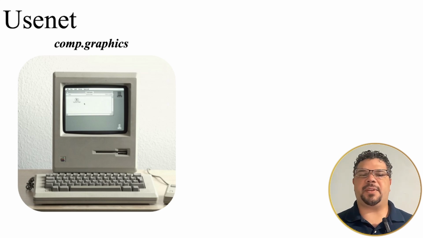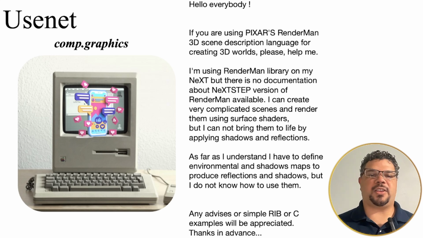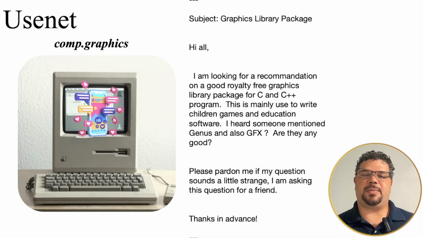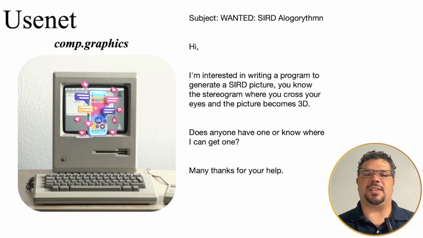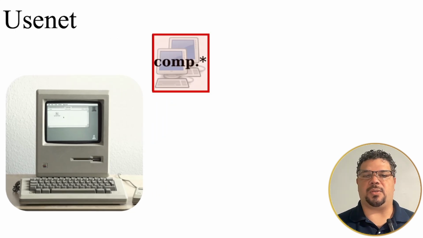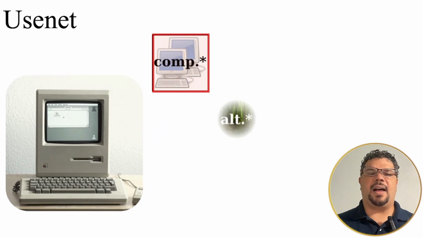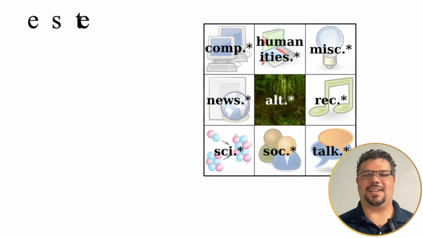Here I pulled some topics from the comp.graphics newsgroup, which hosted discussions on computer graphics. We can see an example document here discussing Pixar's 3D rendering software called RenderMan, another one discussing C++ graphics libraries, and a third on creating 3D stereo images. Comp.graphics was just one of many different computer-themed newsgroups, and Usenet had other newsgroups centered around other various topics like news, science, music, and many other areas.